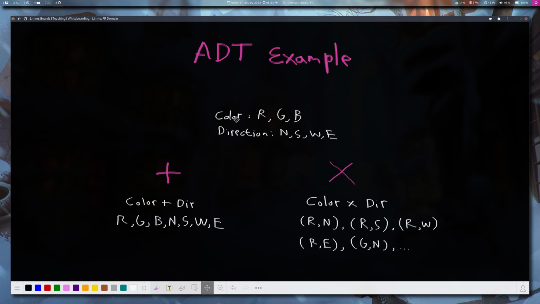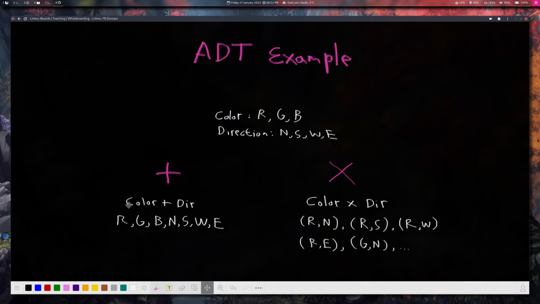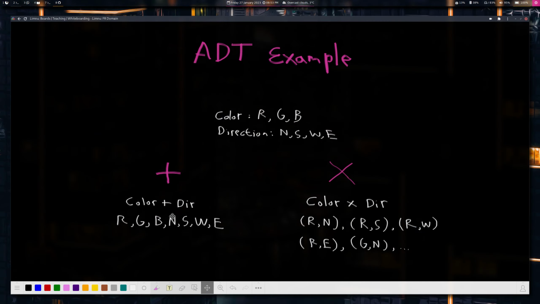So color is only like an enum. We have red, green, blue, and then direction we have north, south, west, and east. If we want to combine these two types using sum, like color plus direction, we have a new type whose value could be either R, G, B, etc., or maybe E, right? So it's like you are merging them together, and now not only do you have RGB, because the color also has direction in this new merged type.